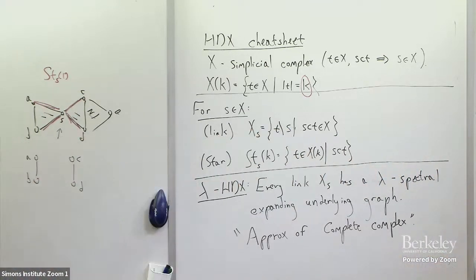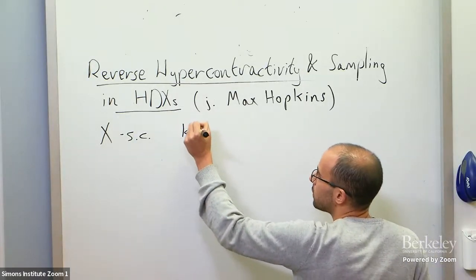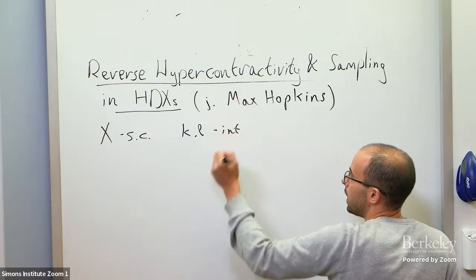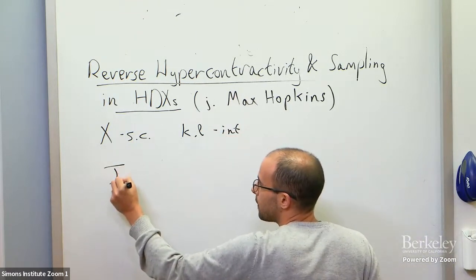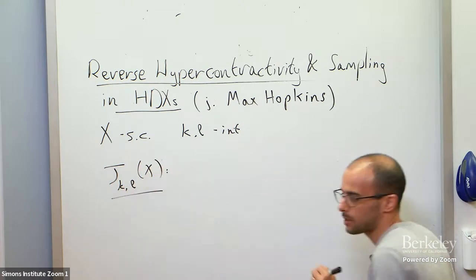So I want to tell you about reverse hypercontractivity, and essentially this is a property of graphs that talks about small set mixing inside graphs. So first, let's define the graphs that we will be looking at. X will be some simplicial complex. And for the first graph that we talk about, we need 2 integers K and L. This first graph is what's called the down-up walk graph. But let me define this.